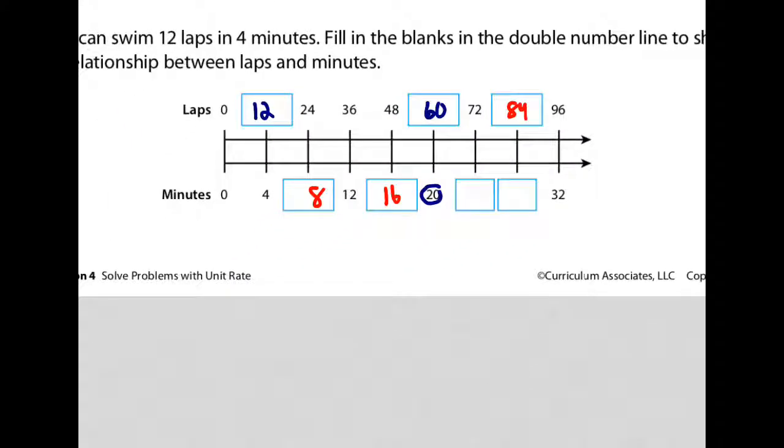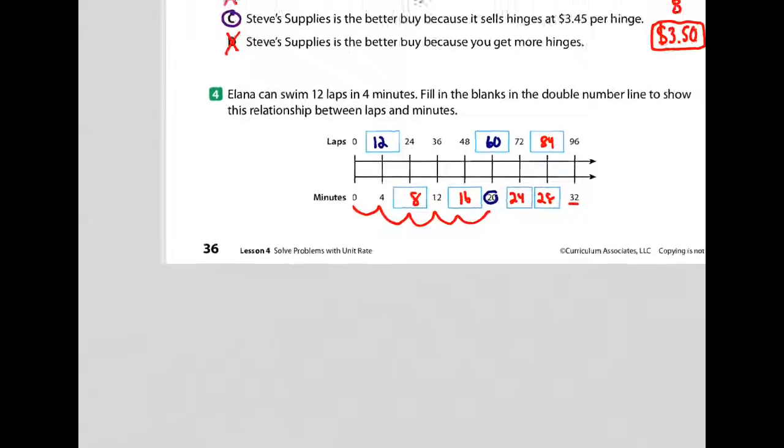Now I could do that on the bottom, except they're not counting by 12s. Notice this time they're counting by 4s. So 20 plus 4 is 24. 24 plus 4 is 28, and 28 plus 4 is 32. So lots of different relationships you can use to fill in a double number line. If you had all those numbers right, great. If not, pause it and make sure you make corrections.